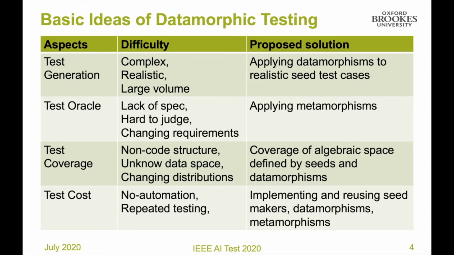For test oracle problems, the problems are caused by the lack of formal specification for the applications, and the results are hard for human testers to judge as correct or not, and the requirements for such applications are changing frequently. So we proposed to use metamorphisms to check test correctness based on the mutant test cases generated.